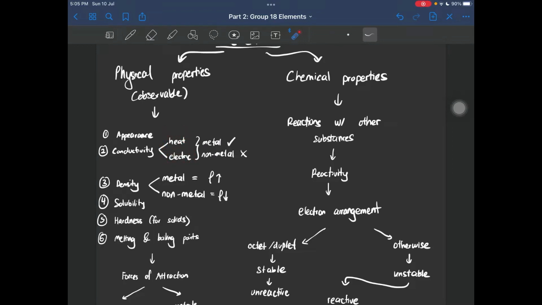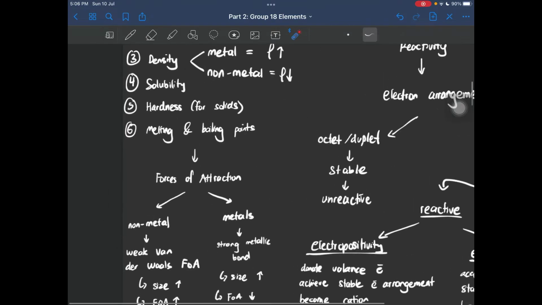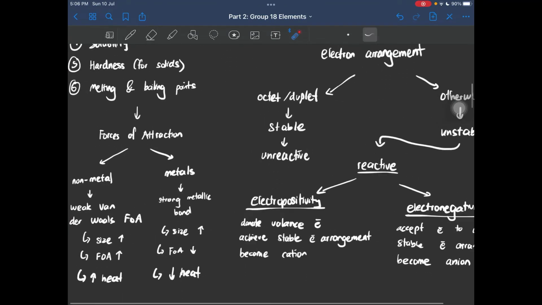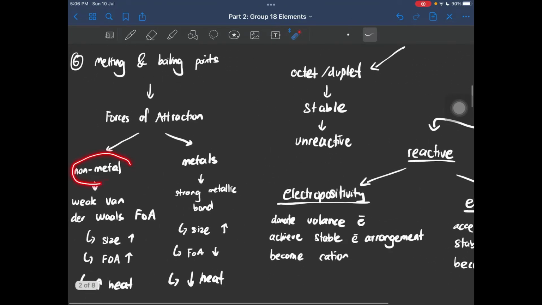And in general, metals are good conductors, while non-metals are bad conductors, which makes them good insulators of heat and electricity. And in terms of density, metals tend to have a high density, while non-metals tend to have a low density. And in terms of melting and boiling points, non-metals usually have low melting and boiling points, while metals have high melting and boiling points.